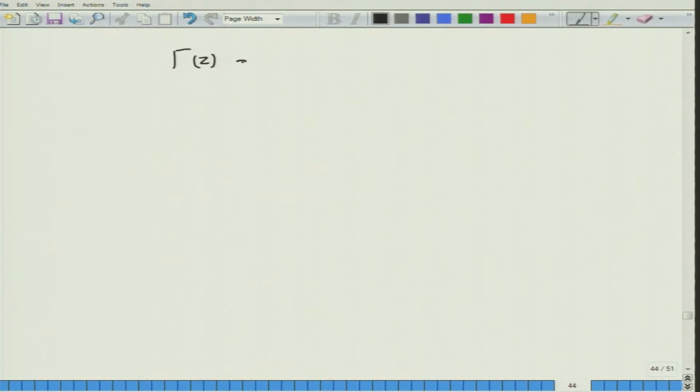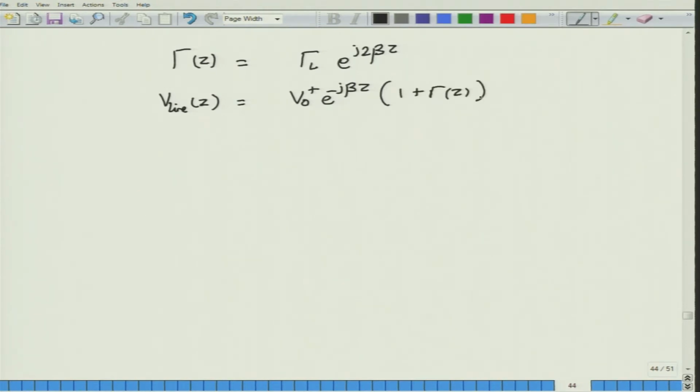Gamma at any point on the transmission line is given by the load reflection coefficient, gamma L, multiplied by e to the power j 2 beta z. In fact, the line voltage, that is the voltage on the transmission line, is simply given by V0 plus e to the power minus j beta z, which is the forward going voltage, times 1 plus gamma of z, as we have seen in the earlier modules. I can also write the line current. Line current will be V0 plus e to the power minus j beta z divided by Z0, times 1 minus gamma of z. This also we have derived in the earlier module.